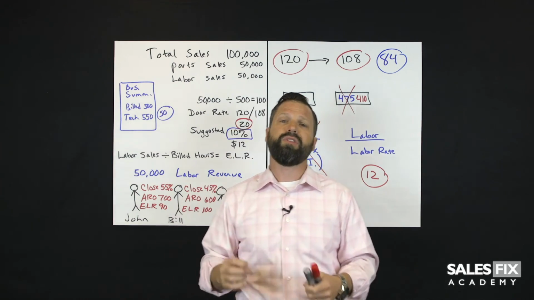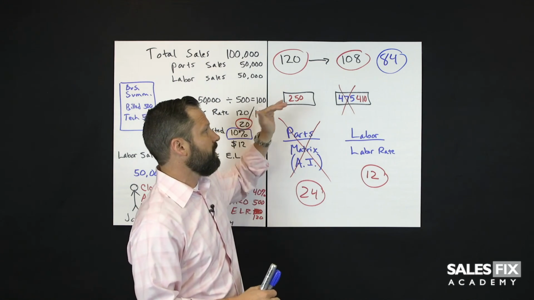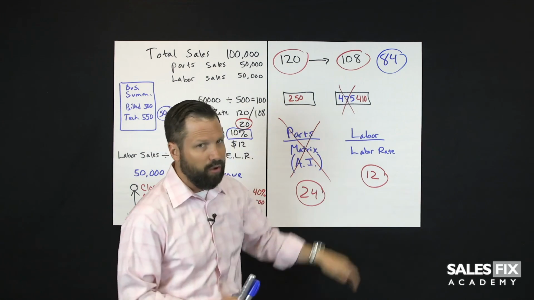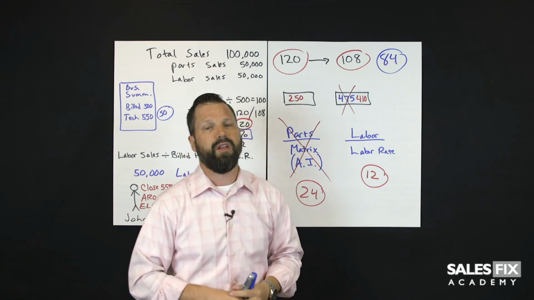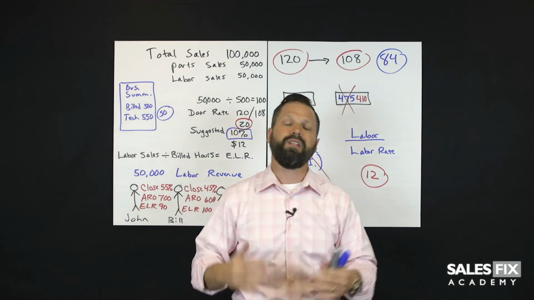So just make sure you understand how effective labor rate works. You may need to watch this a couple times. Make sure you understand why pre-discounting is so bad. Wait for the objection. In other videos, we'll explain to you how to overcome those objections. But don't discount until you have to.